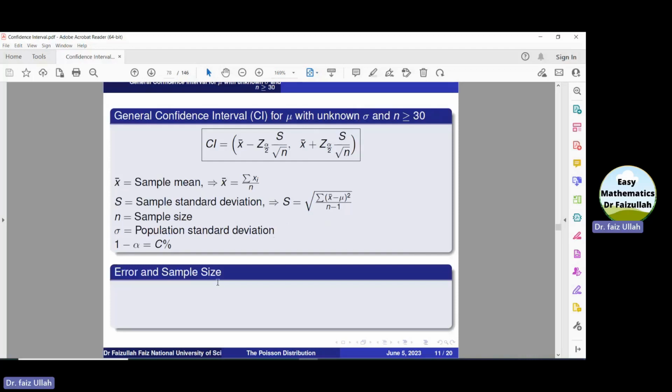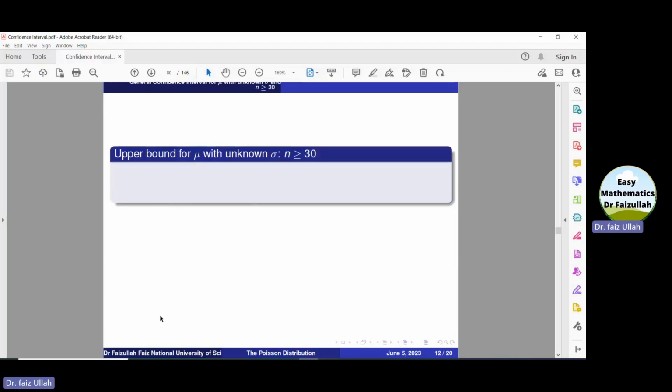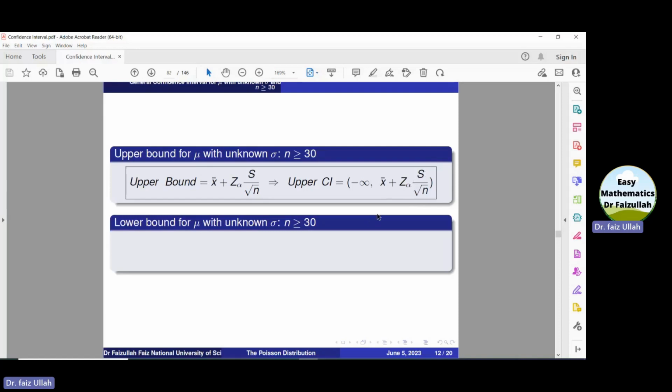In a similar procedure, we can find the error and sample size. And as compared to the previous case, we just replace sigma by s. To find the upper bound and upper confidence interval, the formula is same just like the previous case. We are replacing just sigma by s. And lower bound and lower confidence interval, that is also the same, just replace sigma by s.